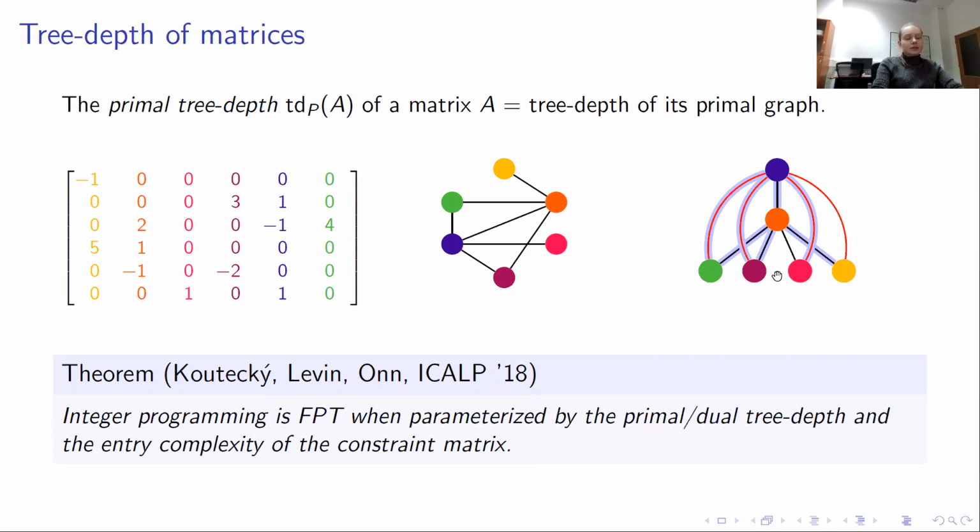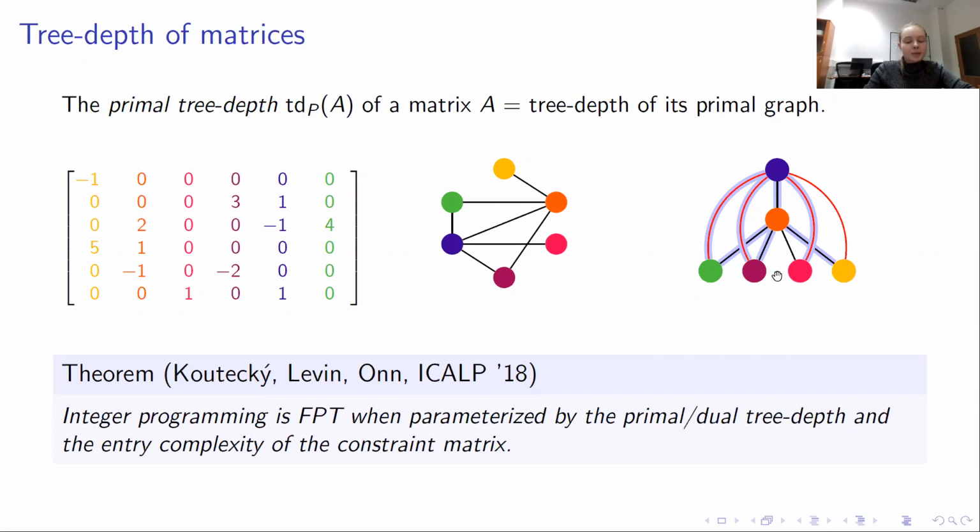And it turned out that tree depth is a very important tool in the design of algorithms for solving IP, because it allows me to encode the instance in a tree-like structure and then solve it efficiently. This has been formalized by a result of Koutecký, Levin, and Onn, who showed that we can solve integer programming efficiently when the constraint matrix has small primal or dual tree depth and also small entry complexity. I will mostly focus on tree depth, but let me just mention that the entry complexity is the largest size of a binary encoding of an entry of the matrix.